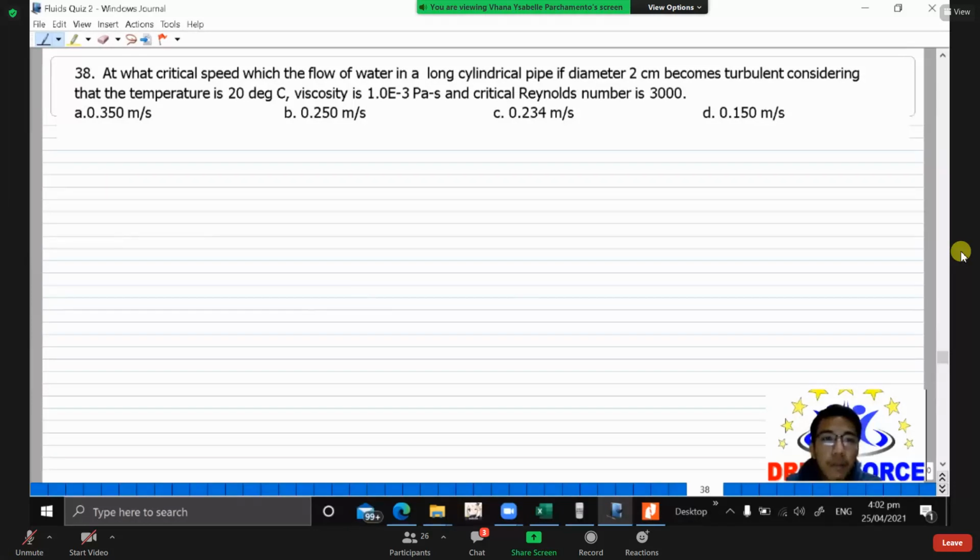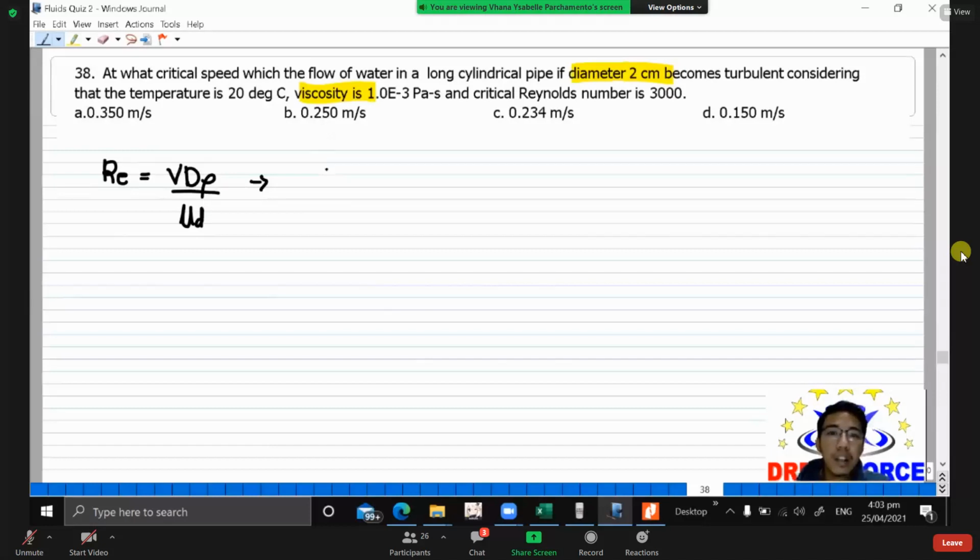At what critical speed does the flow of water in a long cylindrical pipe, if diameter 2 centimeters, become turbulent, considering that the temperature is 20 degrees Celsius, viscosity is 1.0 times 10 raised to negative 3 Pascal second, and critical Reynolds number is 3,000. Okay. So may formula tayo dito kasi ang given, diameter, viscosity. Gamitin na lang natin yung Reynolds number formula, that is your VD rho. Since naka-Pascal second, gamitin ko yung mu sub D, dynamic viscosity.